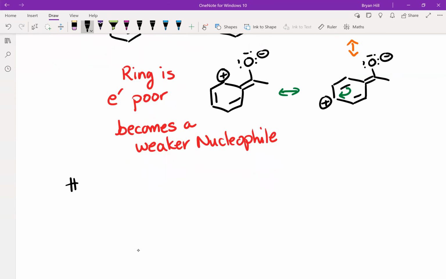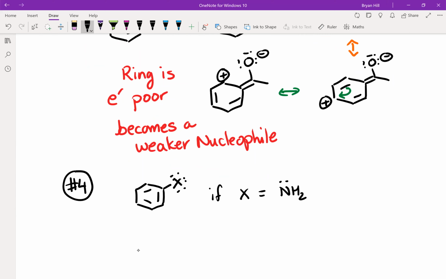Fourth, and that is if you've got an aromatic ring, and let's put this equals X. If X equals NH2, NHR, or NR2, basically an amine here, then the reaction fails as well.